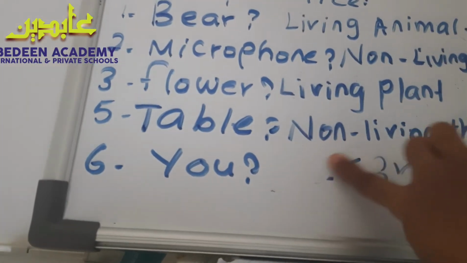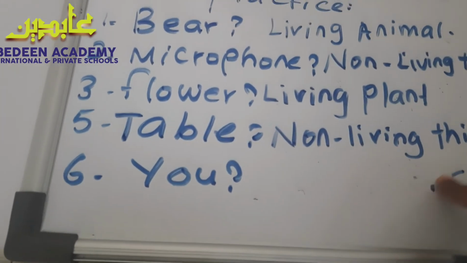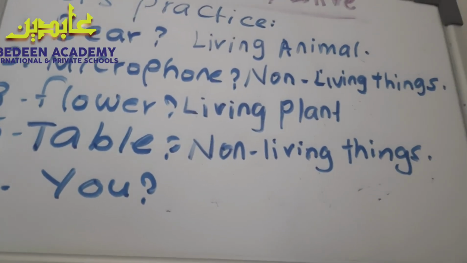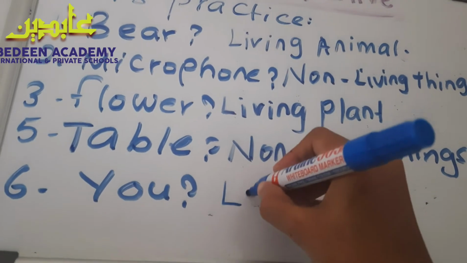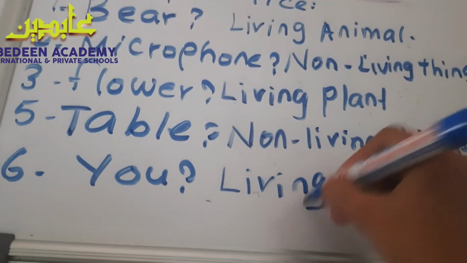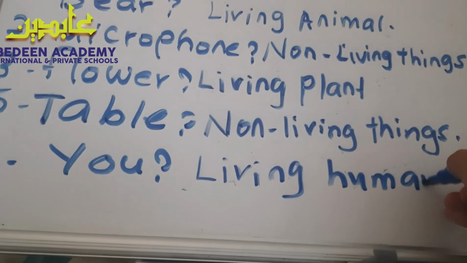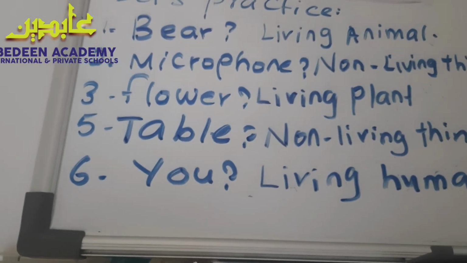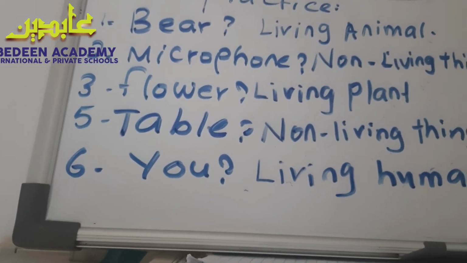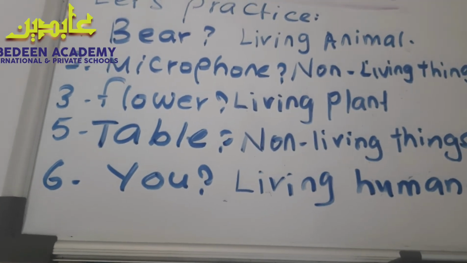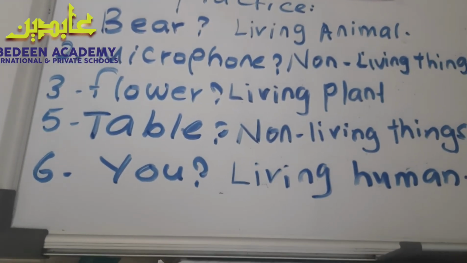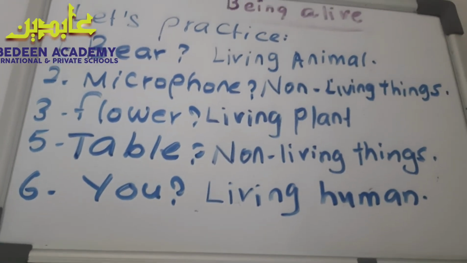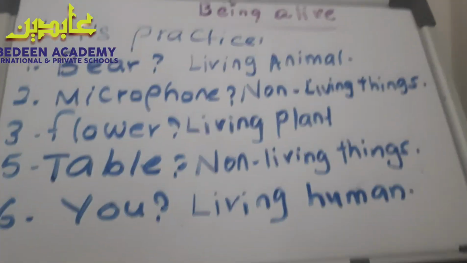So what are you? Are you a living thing, or are you a non-living thing? What are you? Correct. You are a living human being, right? You are a living human. Very good. So that's it. In order for us to know living things and non-living things, we check with the 5 elements. Okay, whether they move, reproduce, grow, breathe, and need nutrients. Very good. Okay, so now we are done.